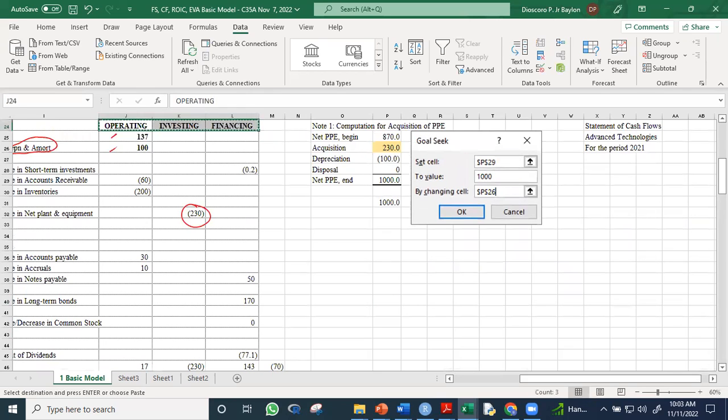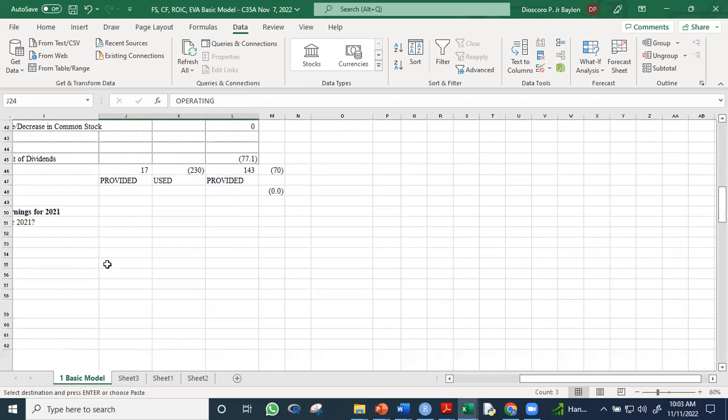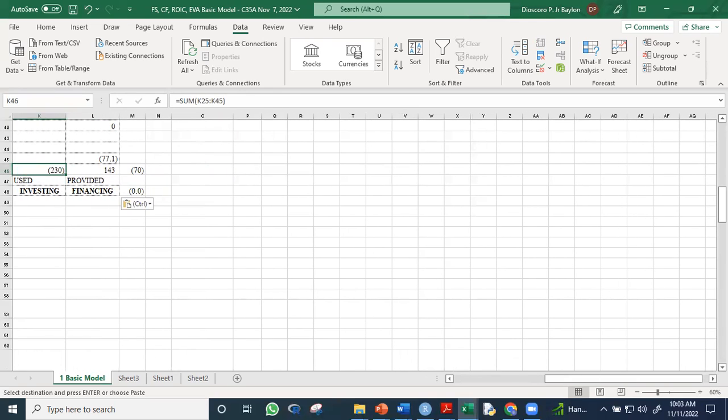Just copy this, Control C. Okay. Cash flow provided by operating activities, 17,000. Cash flow used by investing activities, 230. And cash flow provided by financing activities. Provided because it's positive, used because it's negative. Okay, so let's write those three.